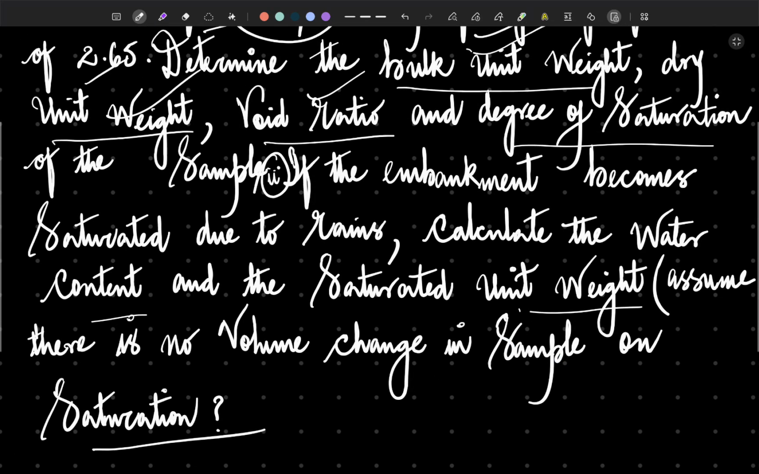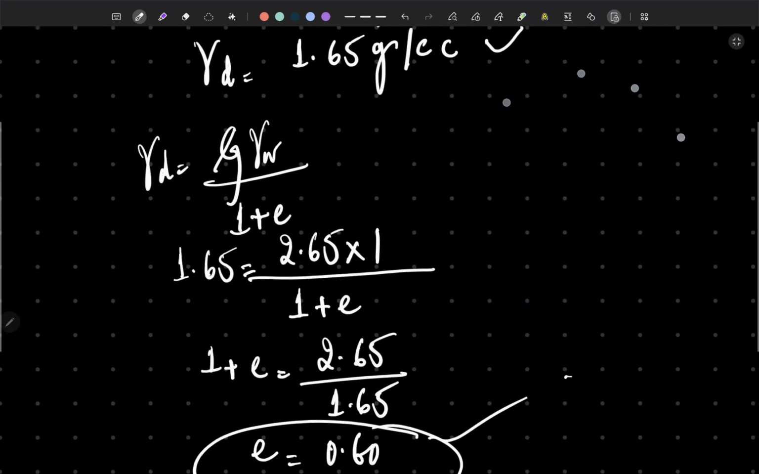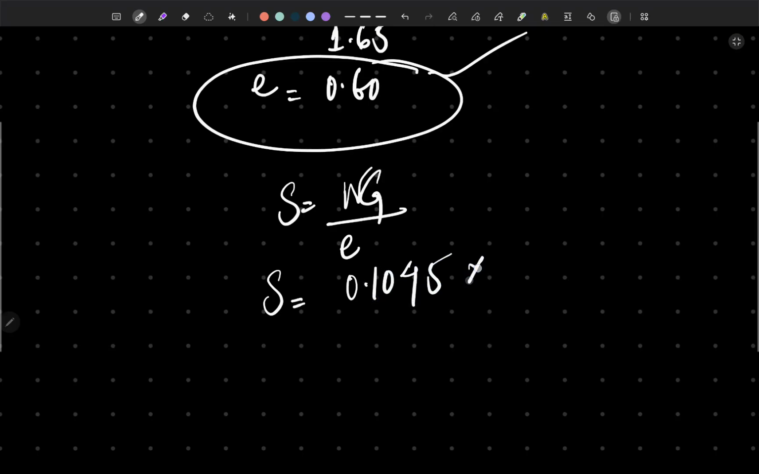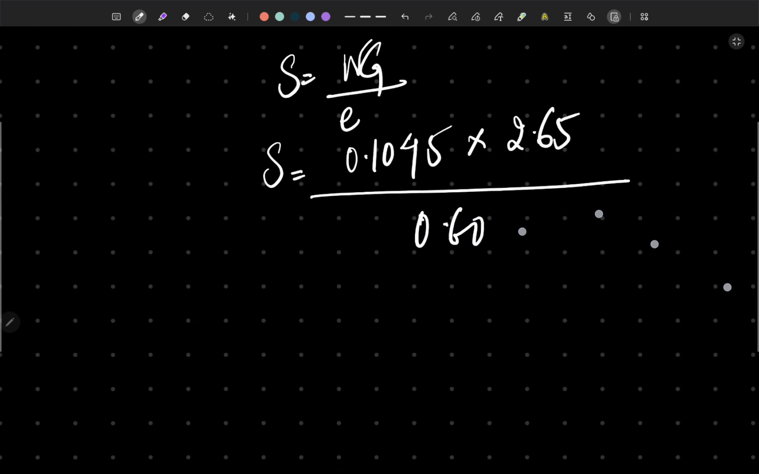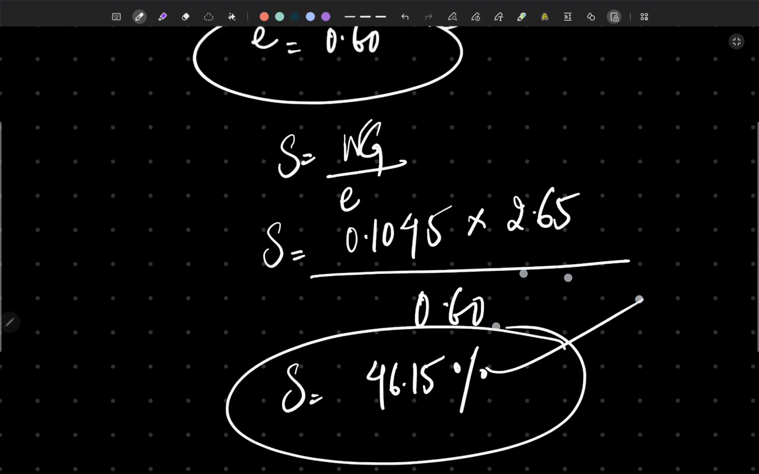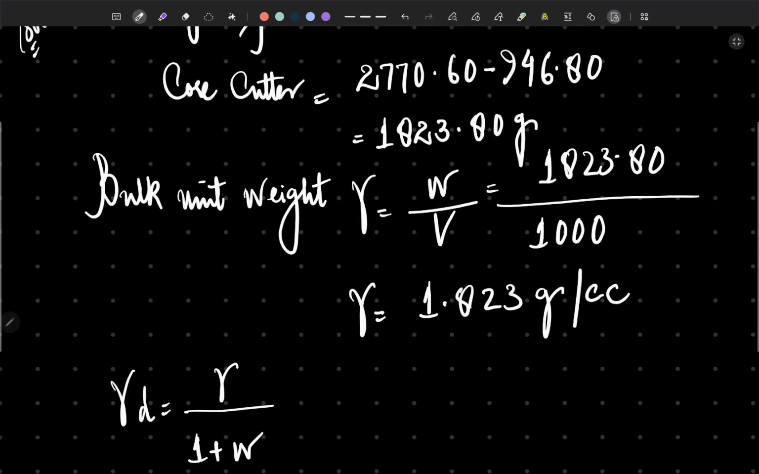Bulk unit weight is done, dry unit weight is done, void ratio is done. Degree of saturation. Degree of saturation is w G divided by e. So water content is 10.45%, G is 2.65, e we calculated as 0.60. So degree of saturation is 46.15%. With this, we have completed the first part of this question.